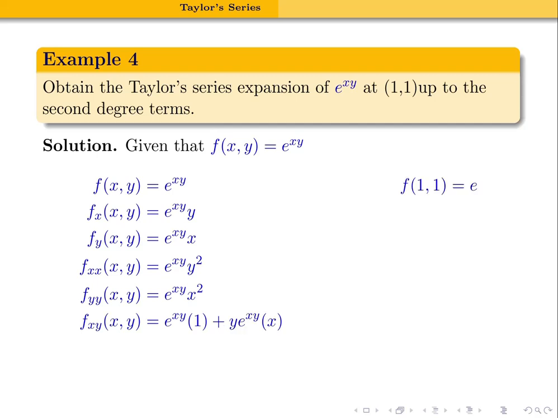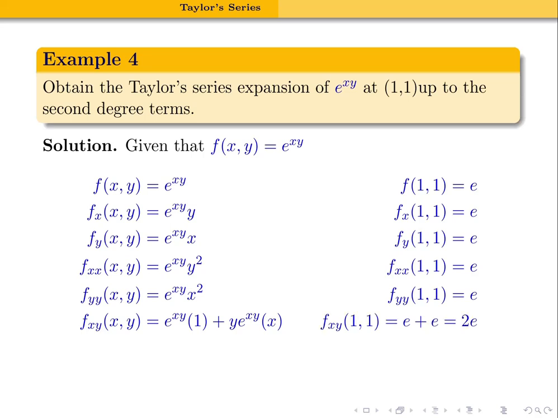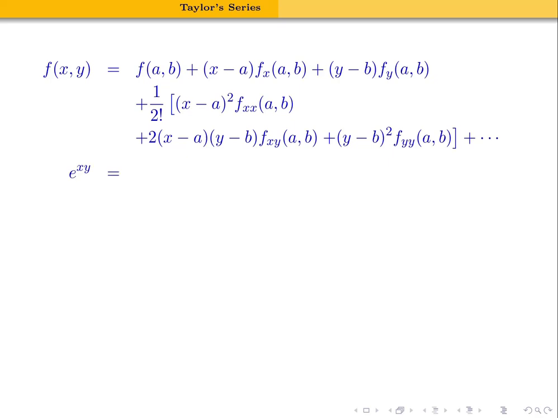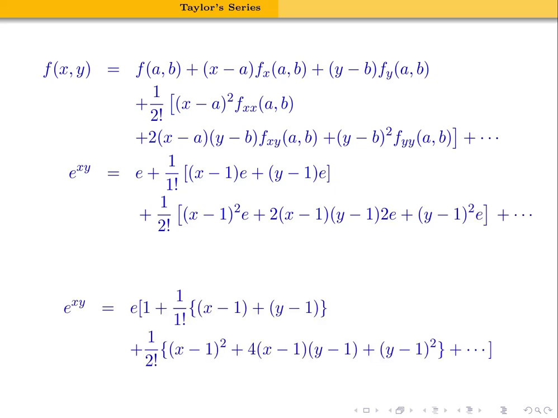Now we can replace x is equal to 1, y is equal to 1. We will get f is e, fx is e, fy is also e, f double x is e, f double y is e, and fxy is 2e. So this is the formula. So replace your f of 1 comma 1 and all the known values, we will get e power xy is equal to e into the remaining terms. Thank you.